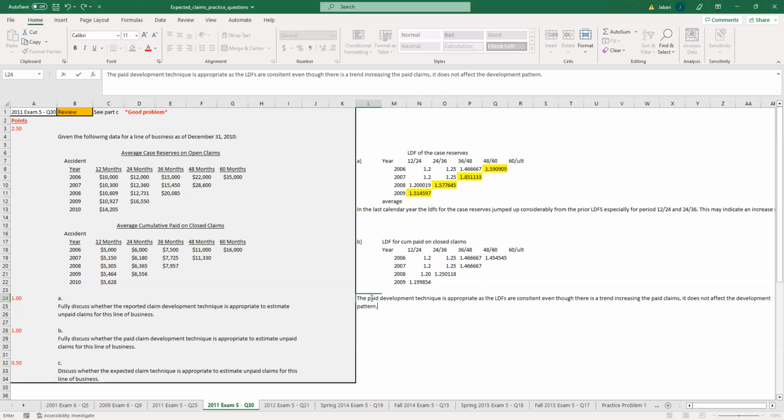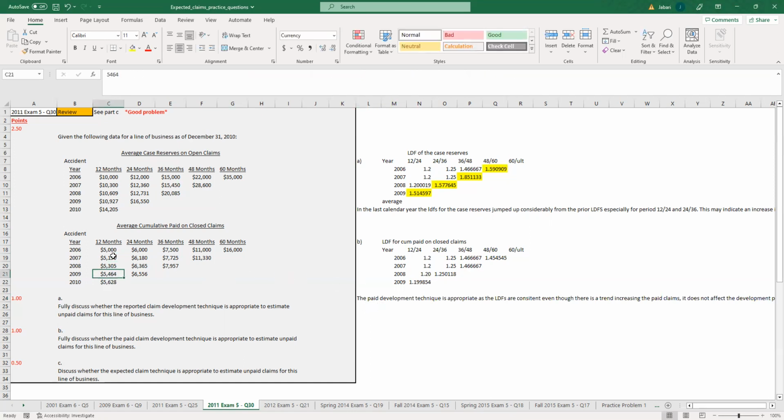And you might be wondering, what do I mean by increasing paid? Well, if you look here, we can definitely see there's a trend increasing the paid claims going for each year. So they definitely needed to increase their reserves because their claims are increasing steadily. But the paid development technique doesn't actually look at the individual claim, it looks at the development. So as long as they develop the same way, the technique is fine. So then lastly, here we have C.